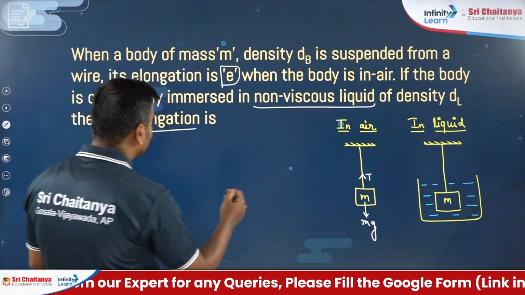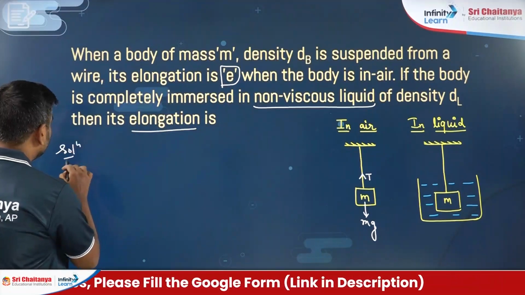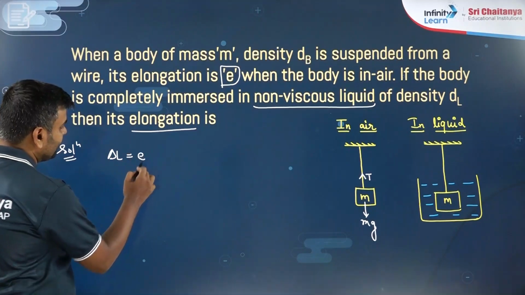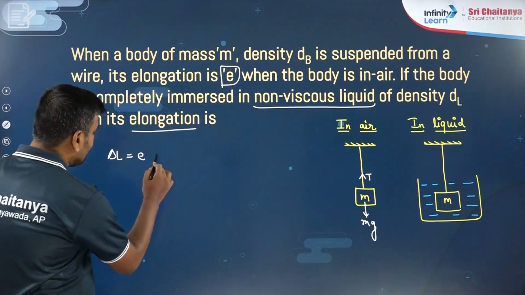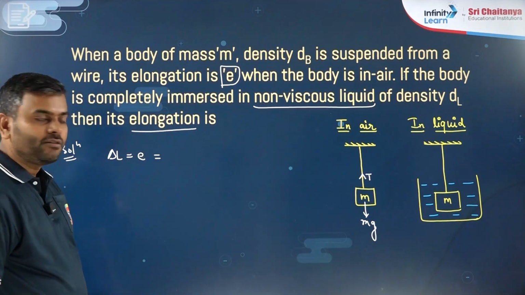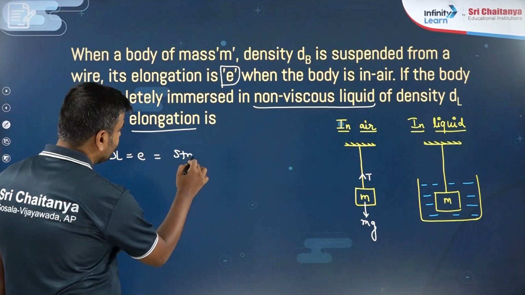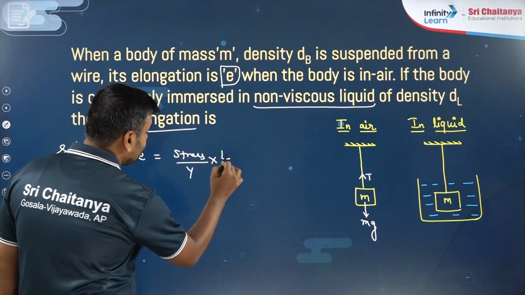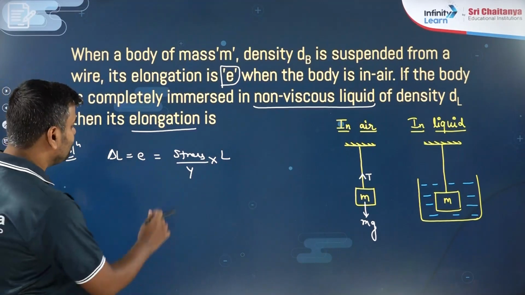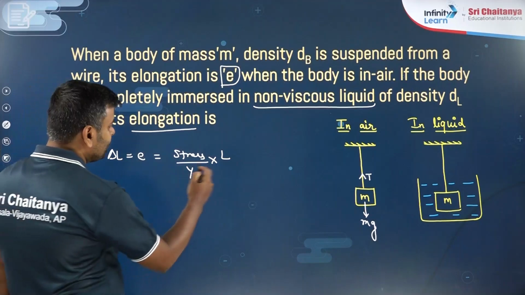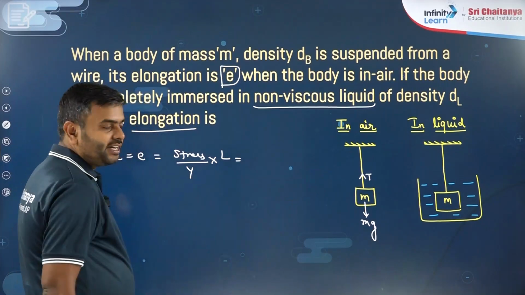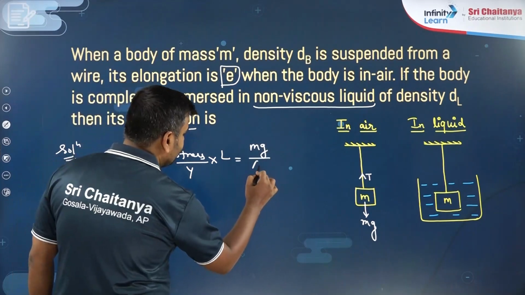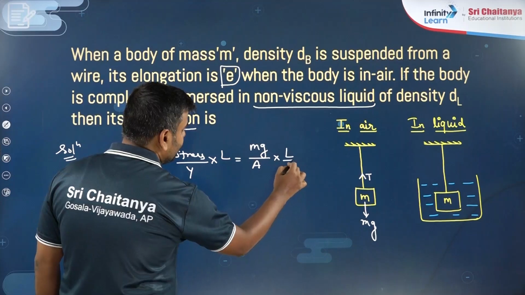If we try to calculate the elongation, we already know that the elongation is represented by delta L. So we take this delta L, which is given equal to E, and that we can write as stress divided by Young's modulus of elasticity into the length of that wire. That will be the relation we have to use, and stress can be further written as tension divided by area. So tension I am going to write here as mg directly. So mg divided by area into L by Y.